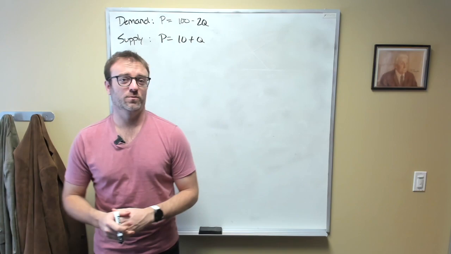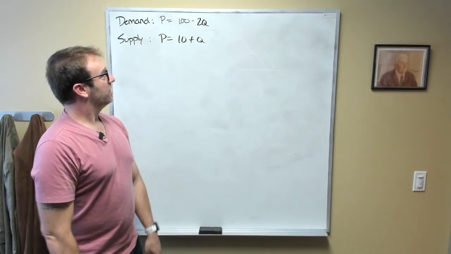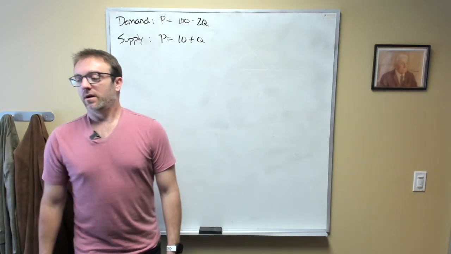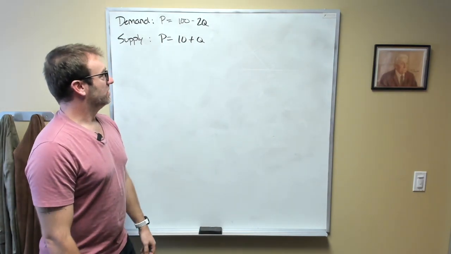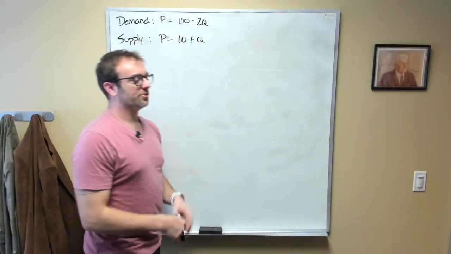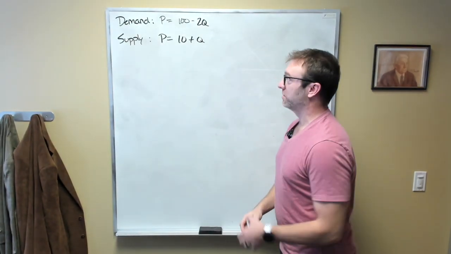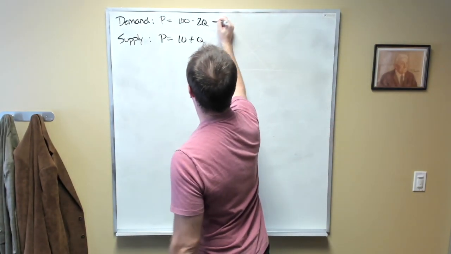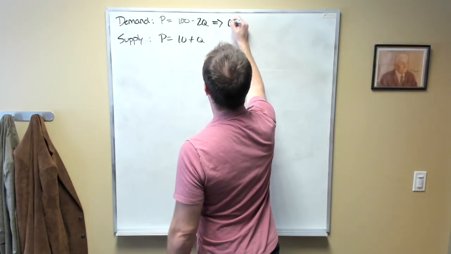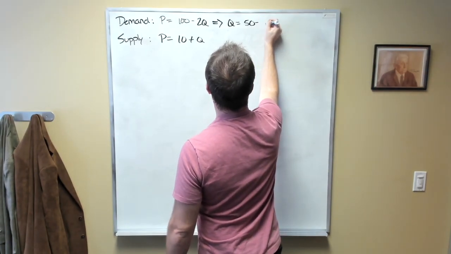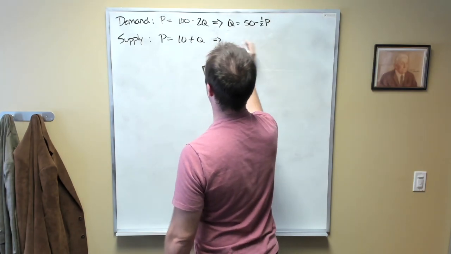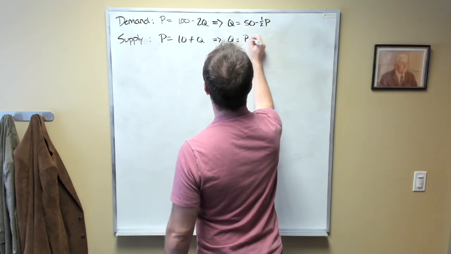This seems pretty true for the real world. So the demand equation is given by P is equal to 100 minus 2Q. And the supply equation is given by P is equal to 10 plus Q. Now we could turn these into an equation that says Q is a function of price pretty easily if we wanted to. Okay, so through some algebra, what you would end up with here would be Q is equal to 50 minus 1/2 P. And this would turn into Q is equal to P minus 10.